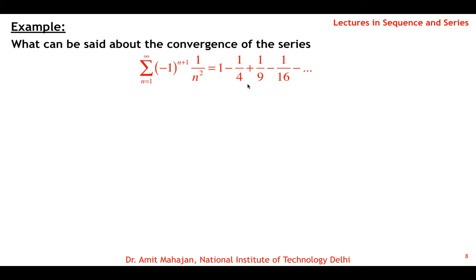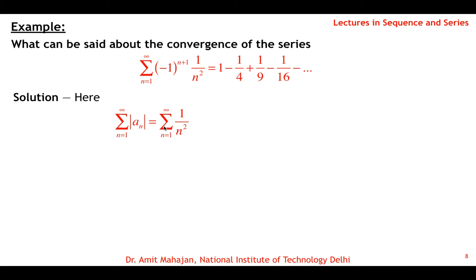To check the convergence of this series, what we do is we check the convergence of the absolute series of this. So here the series of absolute values of a_n is the modulus of (-1)^(n+1) over n squared. The modulus of this will be simply 1 by n squared, since the modulus of minus 1 is plus 1.